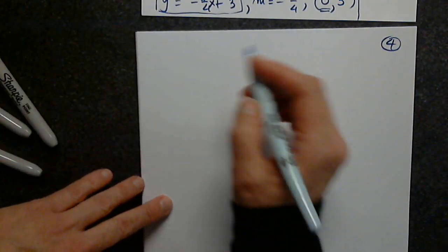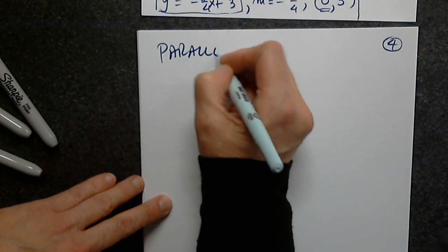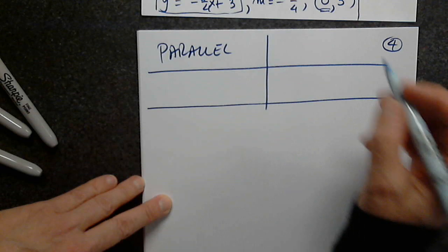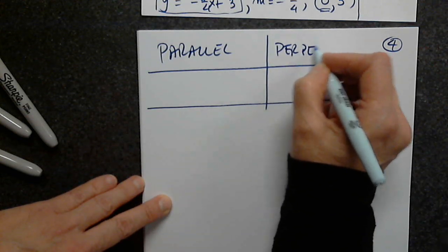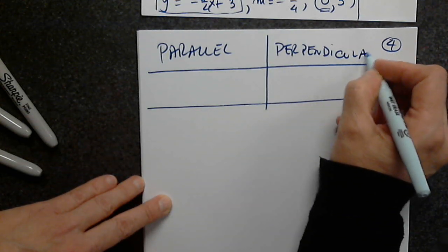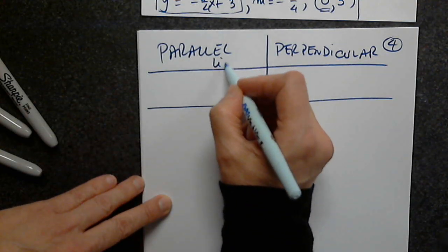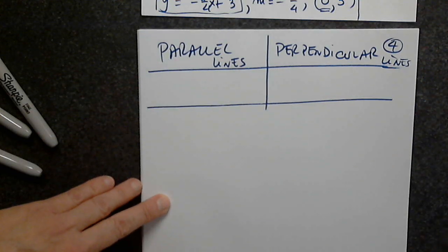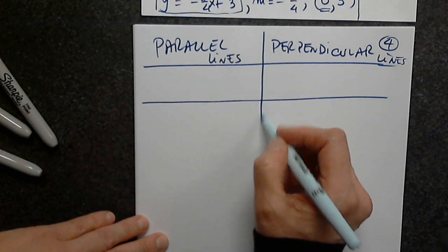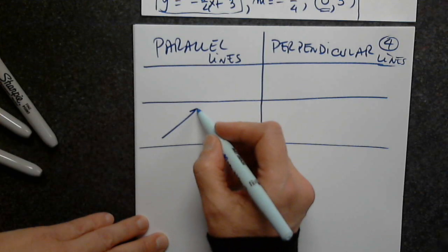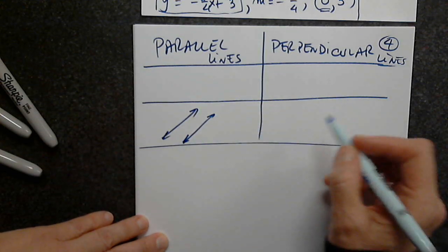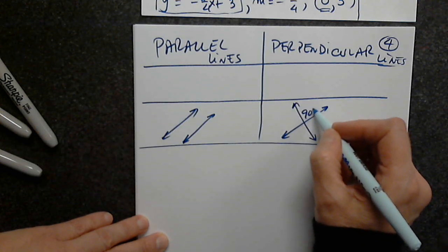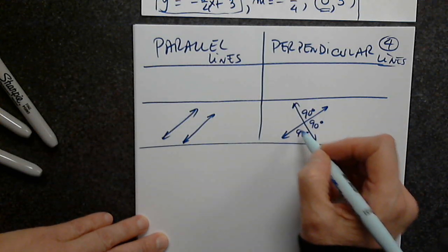Perpendicular and parallel lines. Parallel. Perpendicular. Okay, so these two lines are parallel, and these two lines are perpendicular. 90 degrees, all over the place.